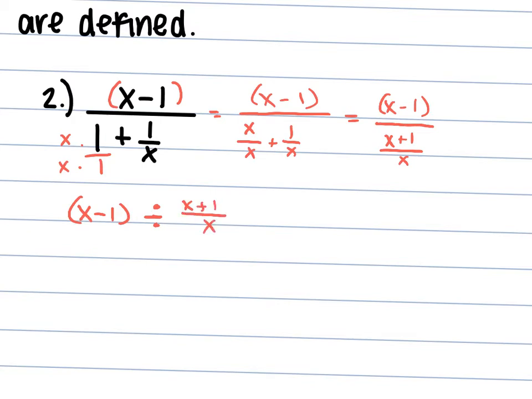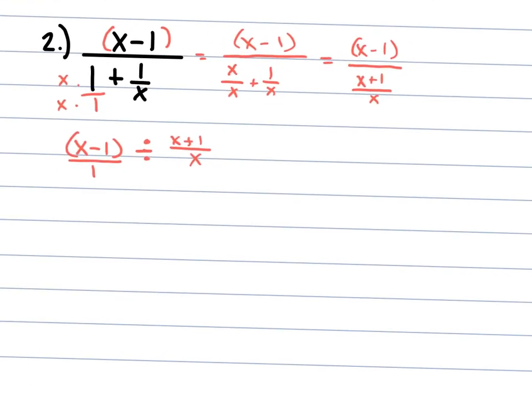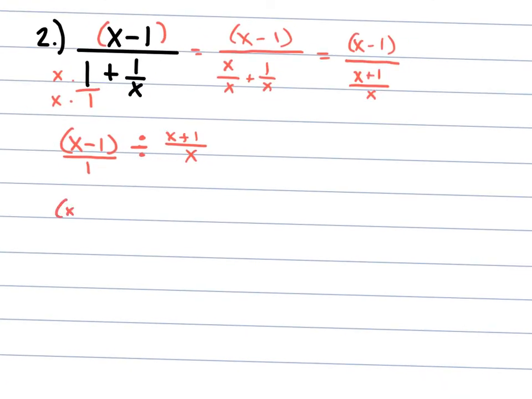Well, this almost looks like two fractions that are being divided, except it's not. Can I make it two fractions? Yes. How? Putting x minus 1 over 1. Okay, let's do that, because now we can stick with the same thing that we've always done here. We've got two fractions and we're dividing them. Talk to me about that. Keep, change, flip.